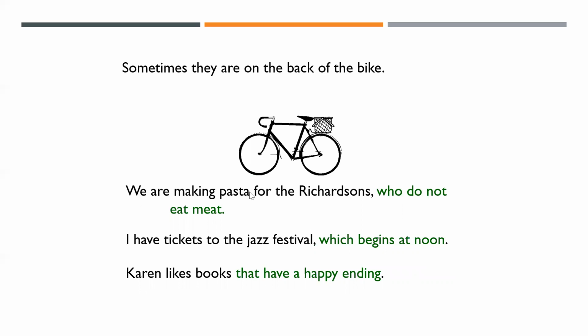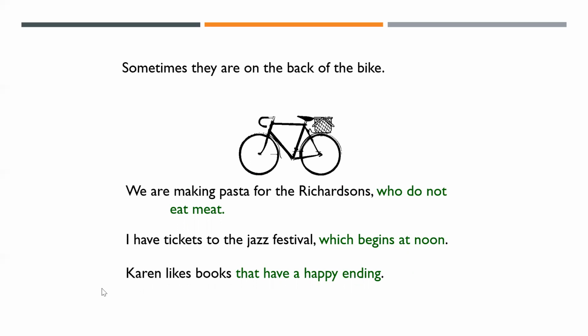It will be also the same like this one. "We are making pasta for the Richardsons, who do not eat meat." So the Richardsons and "who do not eat meat" will become one unity, the object of the sentence. It also happened with this one. "I have tickets to the jazz festival, which begins at noon." So the jazz festival with the word "which" becomes one unity as the object of the sentence.